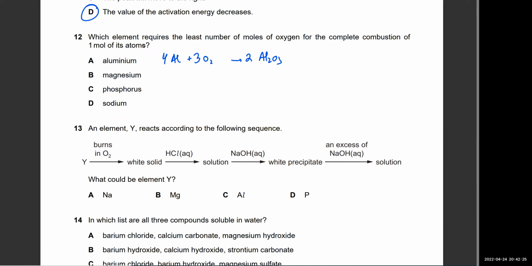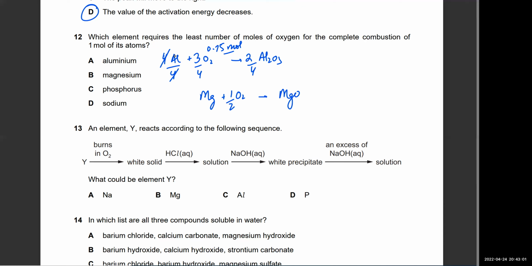And you're going to go for 1 mole of atoms. If I want aluminium as 1 mole, this is going to be divided by 4, this would be divided by 4 as well, and this would be divided by 4 as well. So to burn 1 mole of aluminium atoms, you would need 0.75 moles of O2. Then magnesium: magnesium reacts with oxygen and produces magnesium oxide. You have to keep magnesium as 1 mole, so it's going to be half O2. So that requires 0.5 moles.